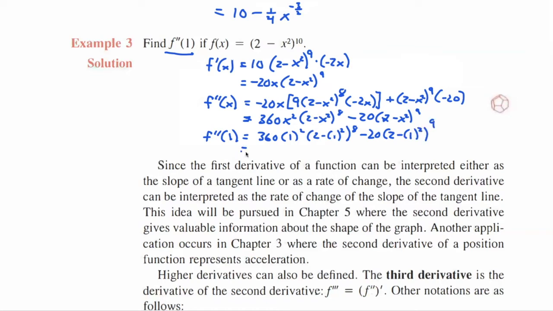So when we do this, what is this going to be? Well, 2 minus 1 is 1. Well, 1 squared is 1. 2 minus 1 is 1. 1 to the exponent 8 is 1. So really we have 360 times 1 squared, which is 1, times 1, and then minus 20 times, well, 1 squared is 1, 2 minus 1 is 1, and 1 to the exponent 9 is 1. So that's just 1. So really we have 360 minus 20, which is 340.